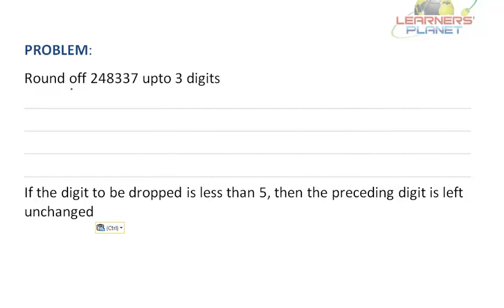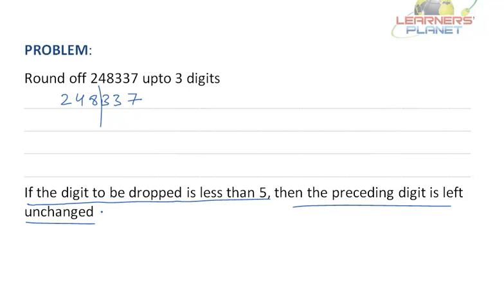Now let us look at the next problem. Round off 248337 up to 3 digits. That means you have to cut off here. Now you see the digit cutoff is 3, which is less than 5. The rule says that if the digit to be dropped is less than 5, then the preceding digit is left unchanged. That means it will be 248 and 337 will become 000. Okay, so the answer is 248,000.